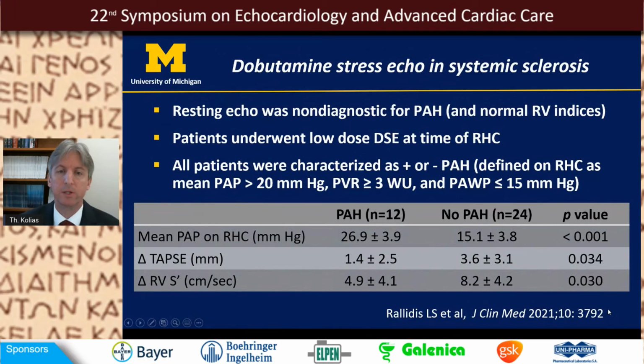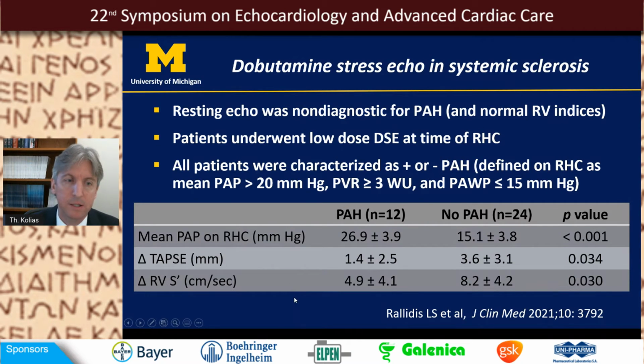And lastly, I would also like to highlight a nice study that was just published by the group in Athens here, looking at pharmacologic stress to assess pulmonary hypertension and RV function. They performed albumin stress in patients with systemic sclerosis. These patients had a resting echo that was non-diagnostic for PAH and had normal RV indices. The patients underwent low-dose albumin echo at the time of a right heart cath. All the patients were characterized as either positive or negative for PAH on the right heart cath.